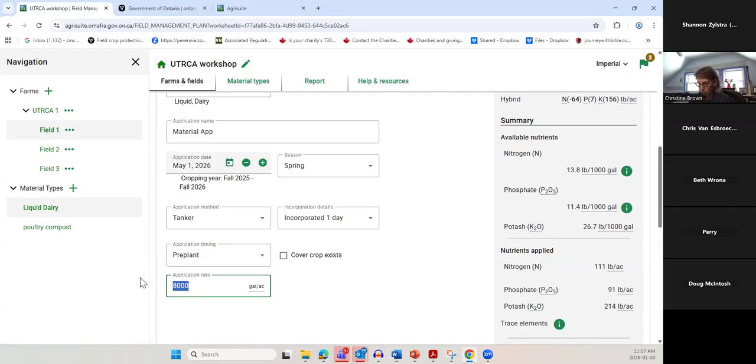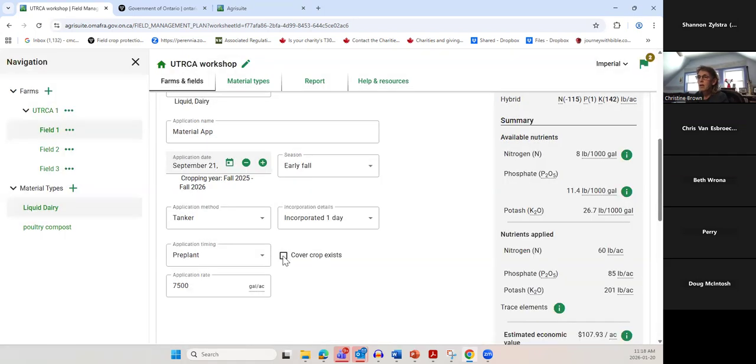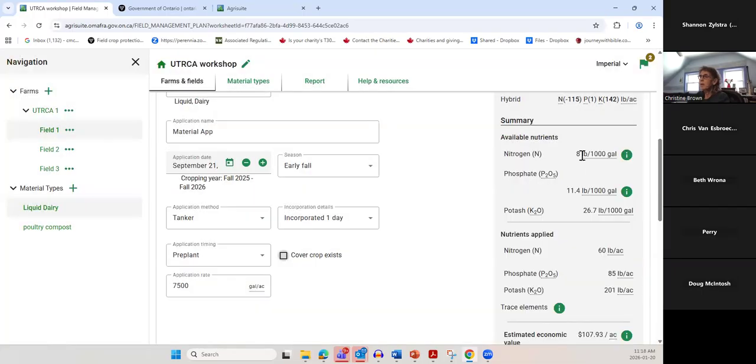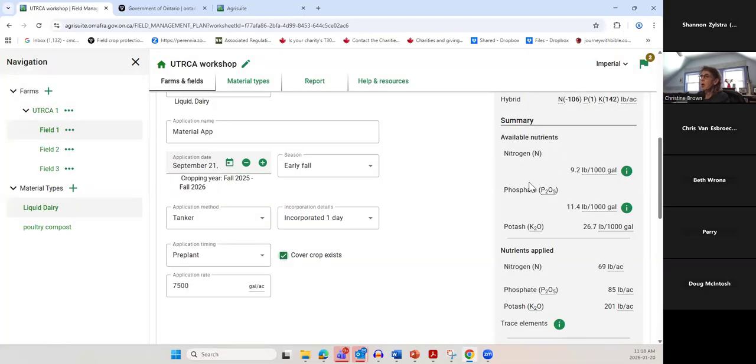So let's go with a rate of 7,500 gallons and let's use spring. No, let's not. Let's use fall still. Early fall, cover crop exists. Notice what happens when I have a cover crop. If I have a cover crop, we suddenly have a little bit higher nitrogen. And that's just because that cover crop is taking in those nutrients, that's being stored in the biomass, so it's not being volatilized or moved below the root zone.